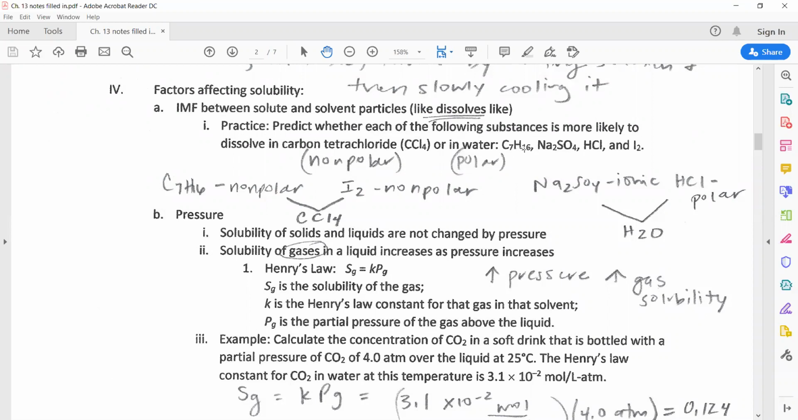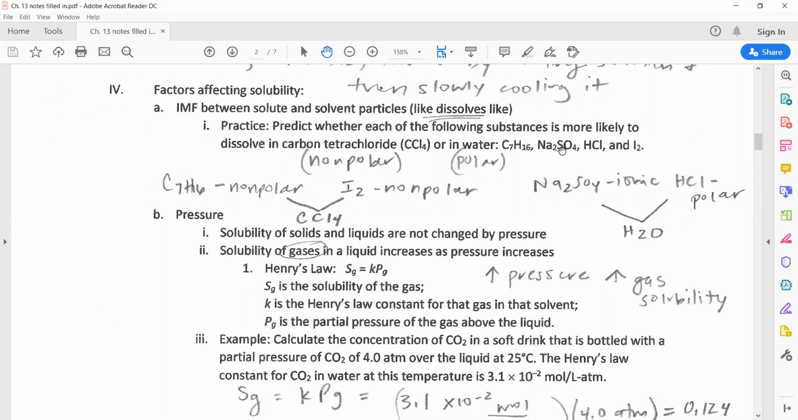So what we do is just run through our list and decide which ones are polar and which ones are not. C7H16, remember the clue that if we have just C's and H's, that means you're automatically nonpolar. So he's going to dissolve much better in CCl4. Iodine also is nonpolar because it's two identical atoms pulling on electrons. It's also nonpolar and will dissolve in carbon tetrachloride.